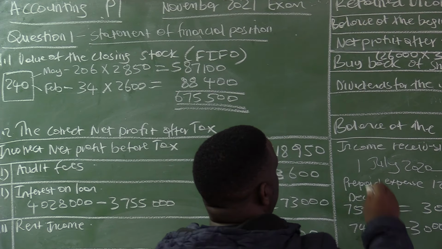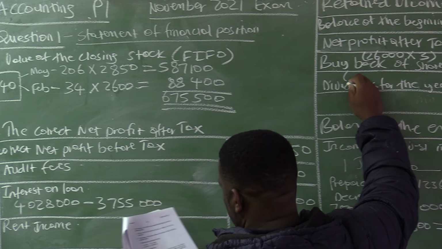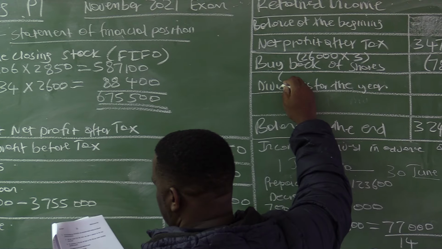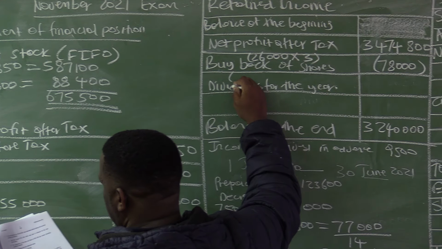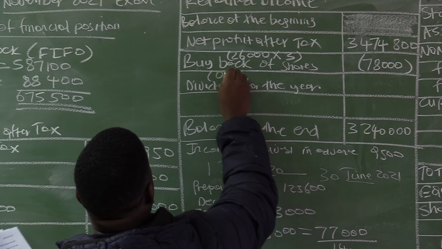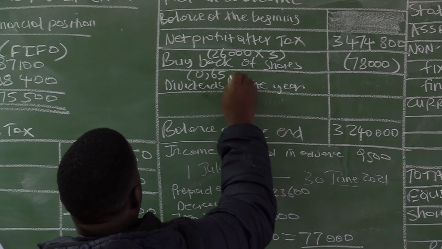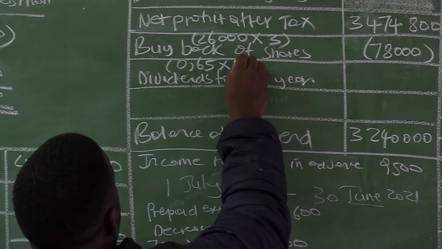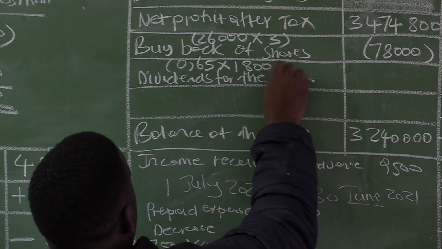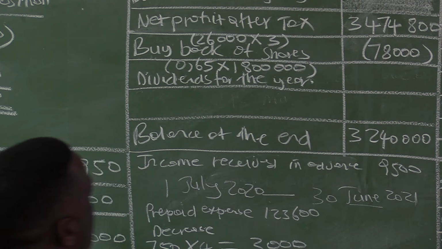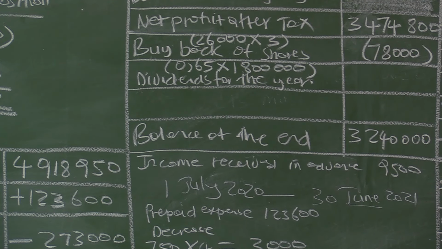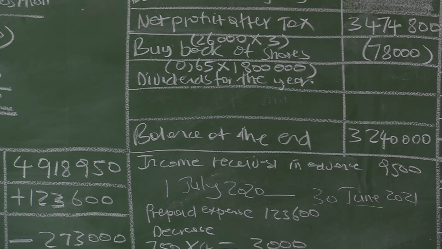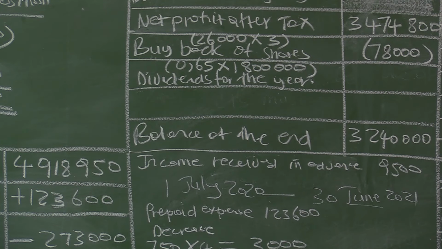1,800,000 shares were in issue on 30 June 2021. So the final dividend that was declared is 65 cents, because the business did not pay any interim dividend. So we have 65 cents multiplied by how many shares at the end? That's 1,800,000 shares. Let's do that calculation for the dividends. We only have the final dividends, no interim dividends.